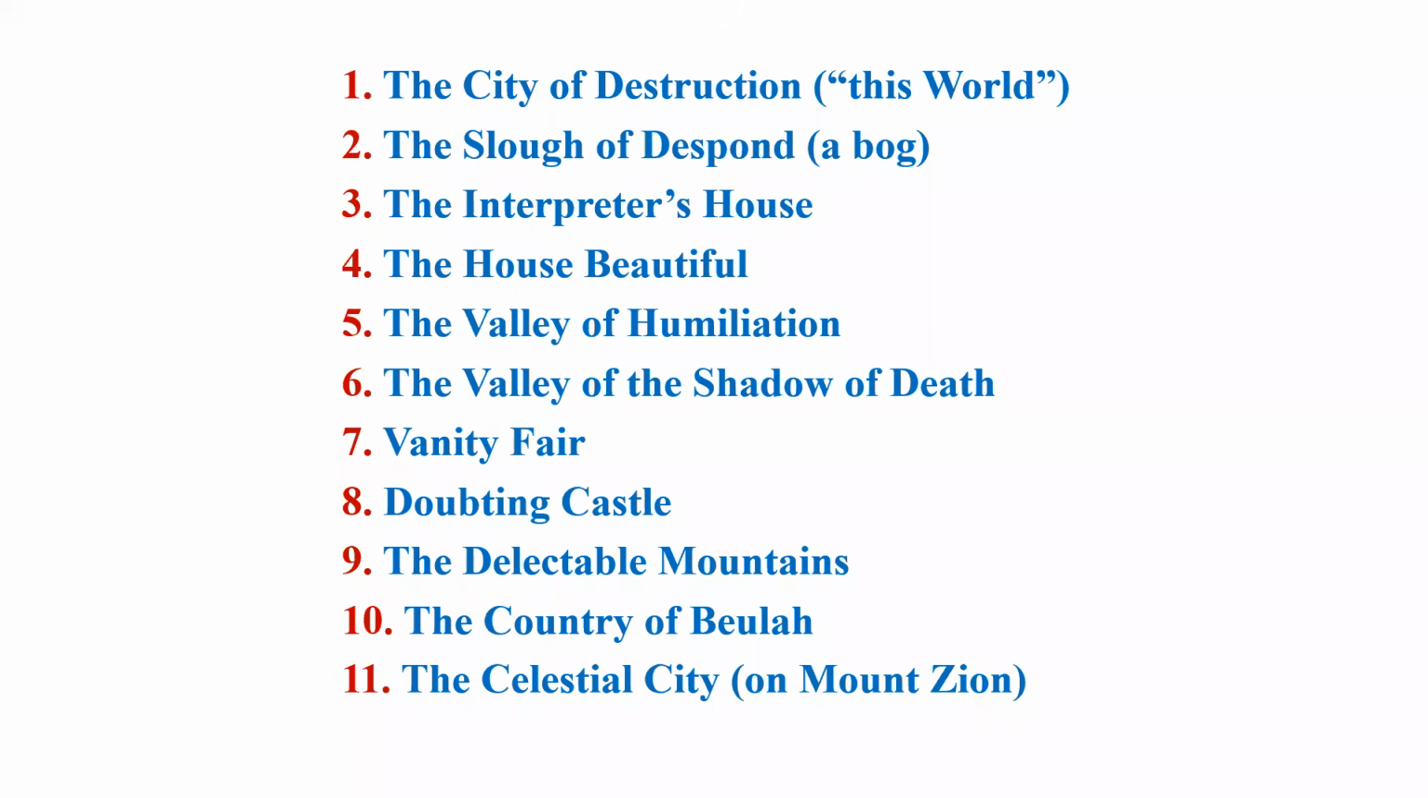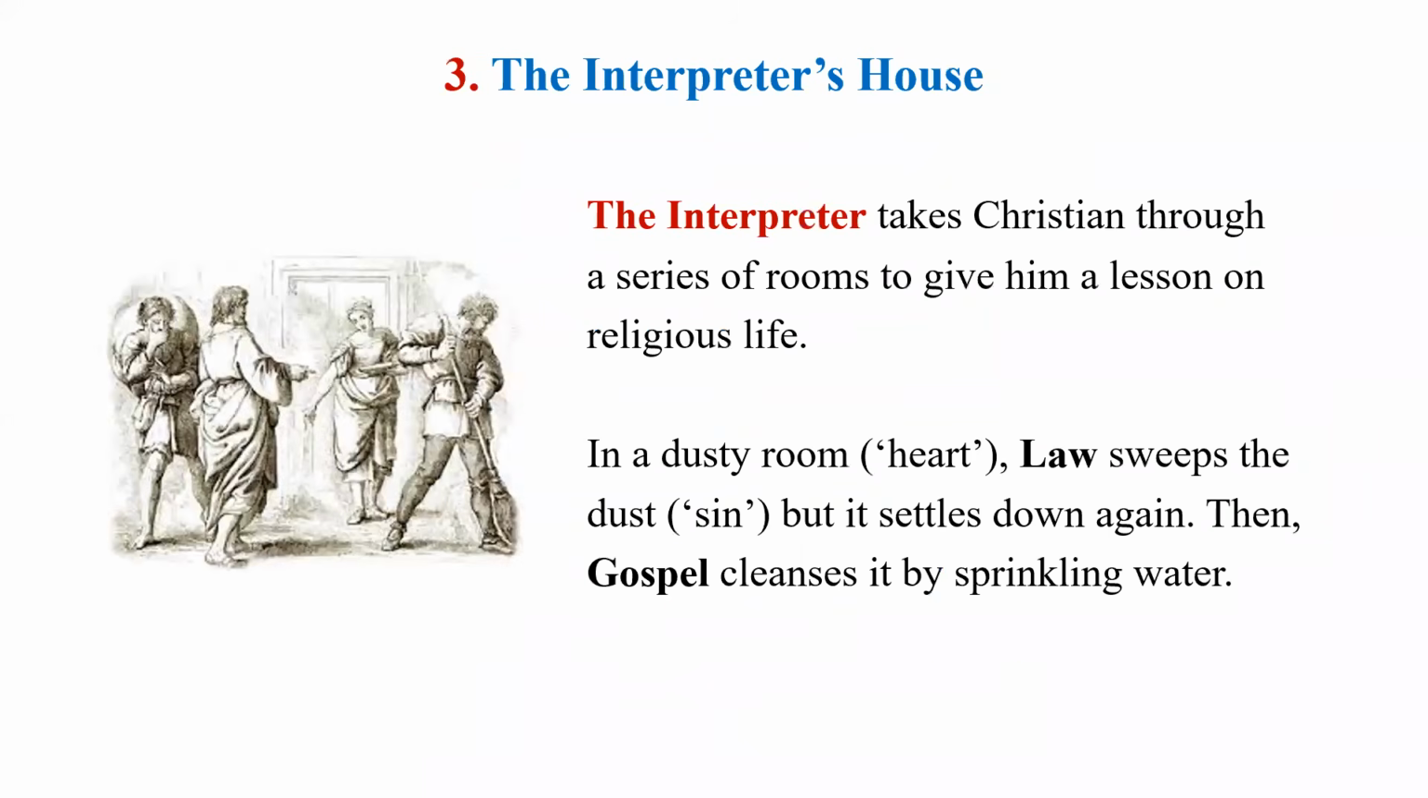Maybe I can explain one section for you. The interpreter's house. After Christian comes out of the bog, he goes to the interpreter's house, where the interpreter of the Bible or the scripture gives a series of lessons on religious life to Christian, and takes him from room to room in that house. The interpreter's house refers to the church, and the interpreter is a priest who talks about the Bible, the scripture. In the first room, the room is very dusty. The room is an allegory. It refers to our heart, which is dusty.